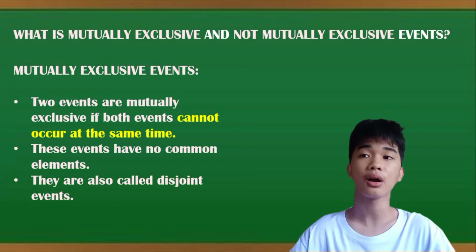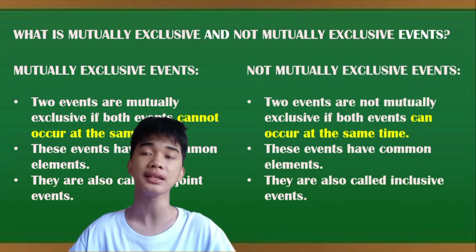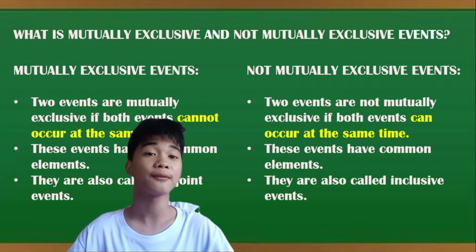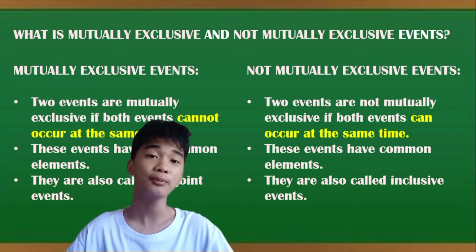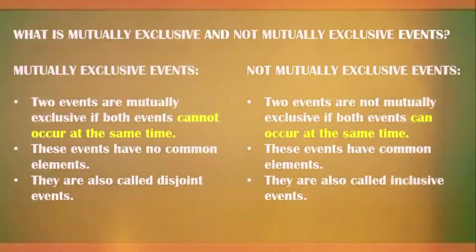Mutually exclusive events are also called disjoint events, while in not mutually exclusive events, two events are not mutually exclusive if both events can occur at the same time. These events have common elements. Not mutually exclusive events are also called inclusive events.